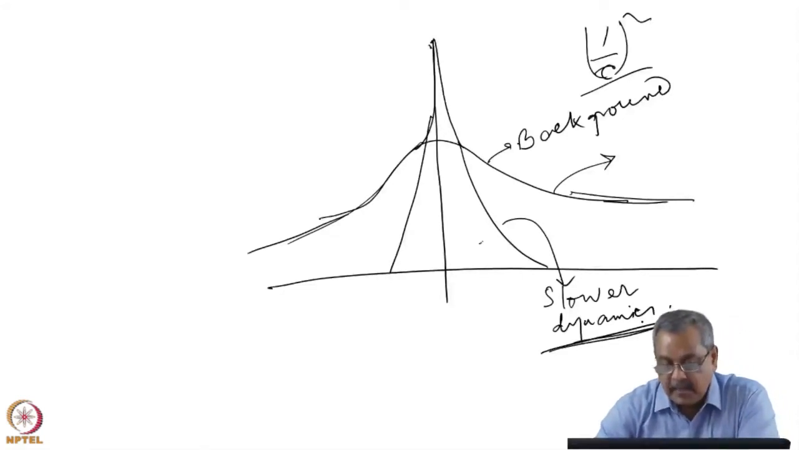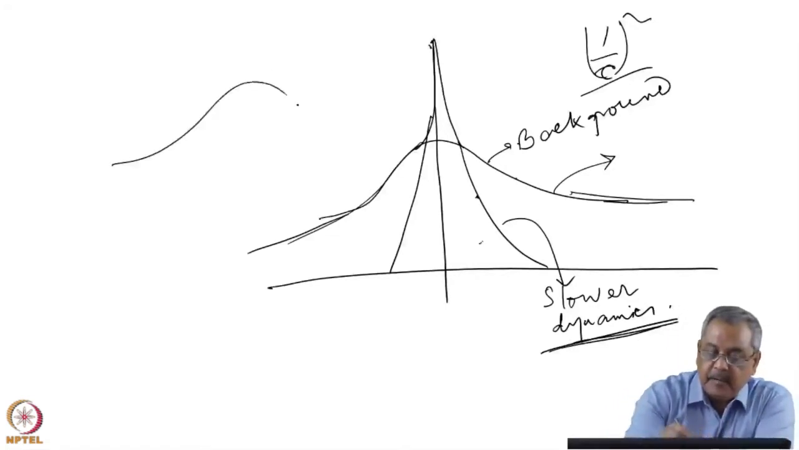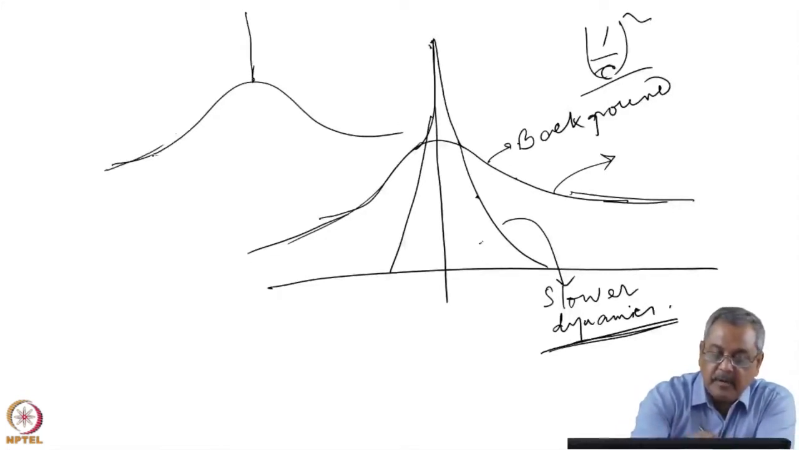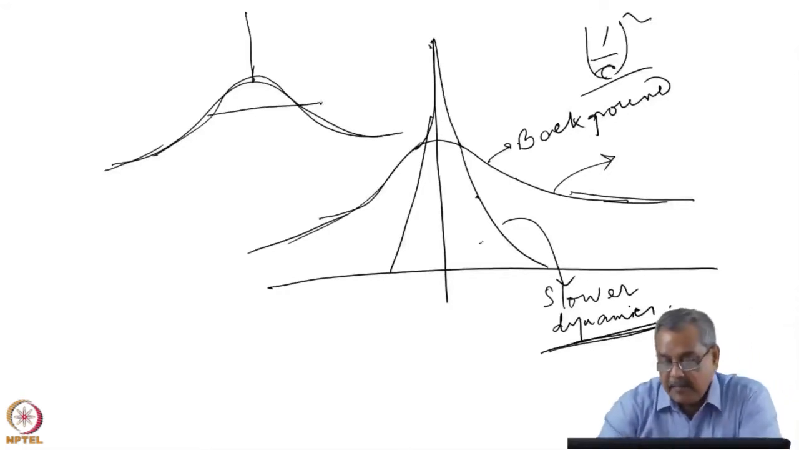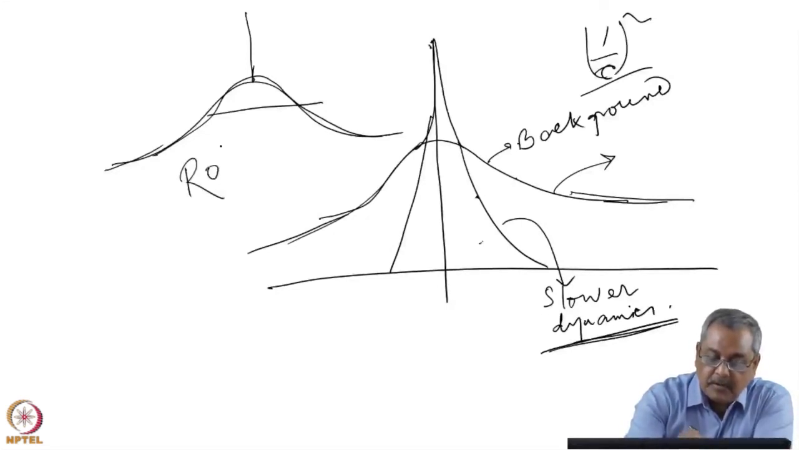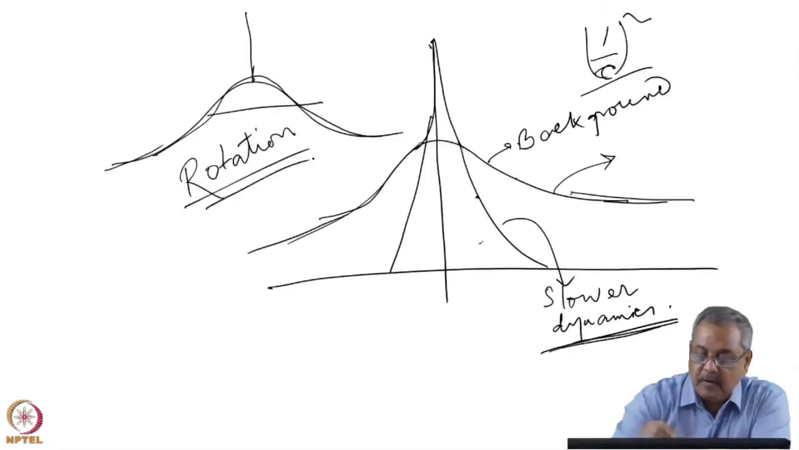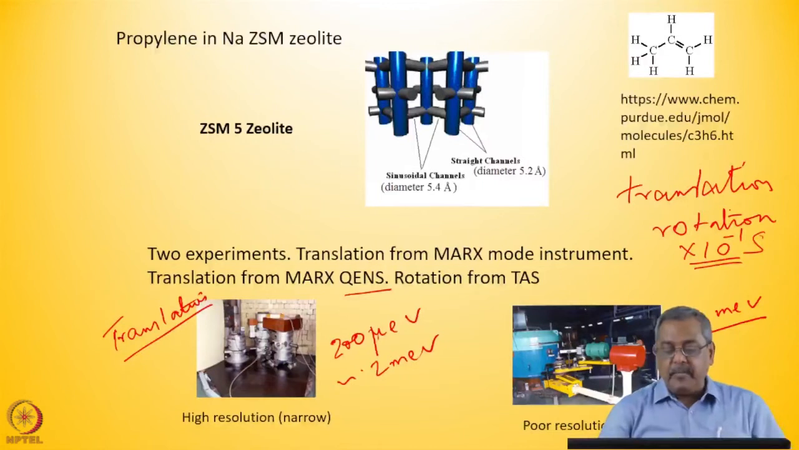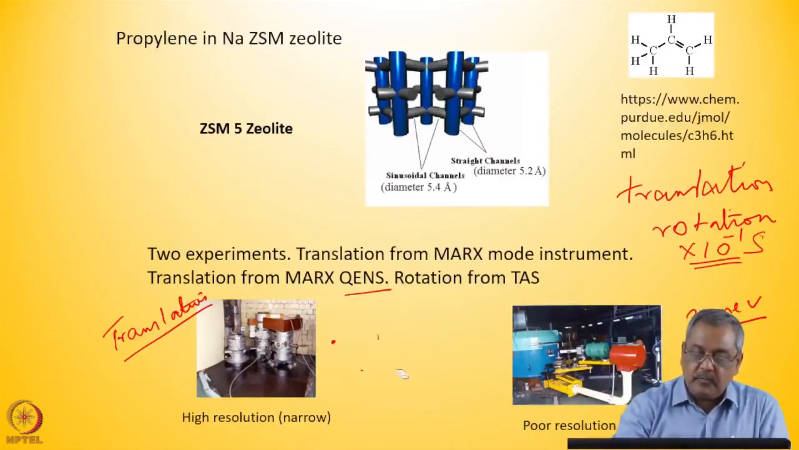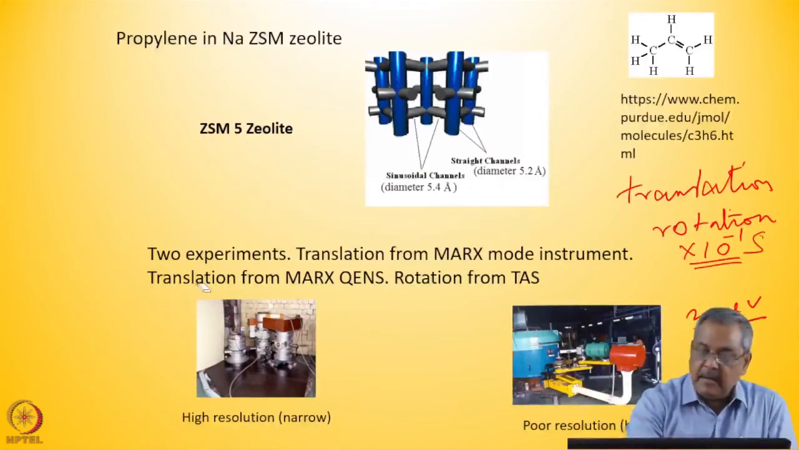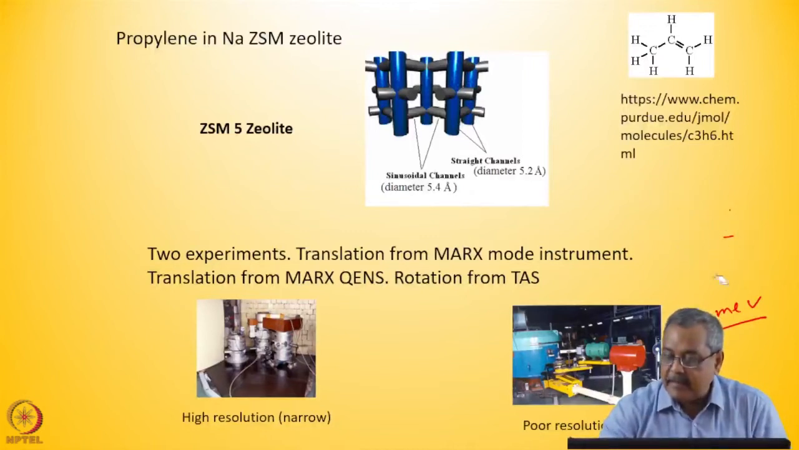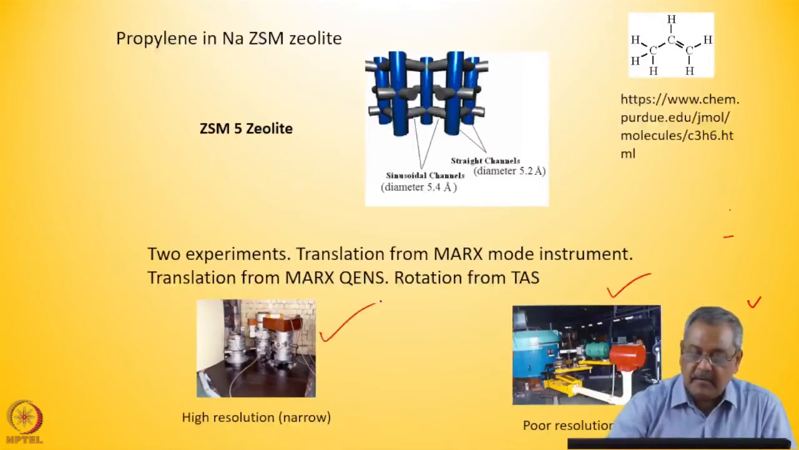represents the translational dynamics. On the other hand, when I go to an instrument which has got a poorer resolution, that is 3 milli electron volt compared to 0.2 milli electron volts in case of the slower dynamics, in that case, this part possibly will become like a delta function, and I can measure the width over here, that in the present case will involve rotation. So what I wanted to emphasize or bring home is that to measure various time scales, we need instruments with various different resolutions. And I discussed this with respect to two instruments, triple axis and QENS instrument in Dhruva.